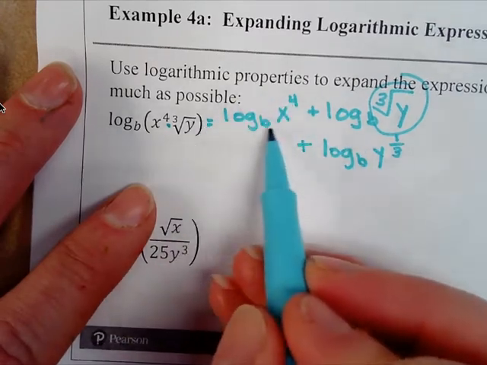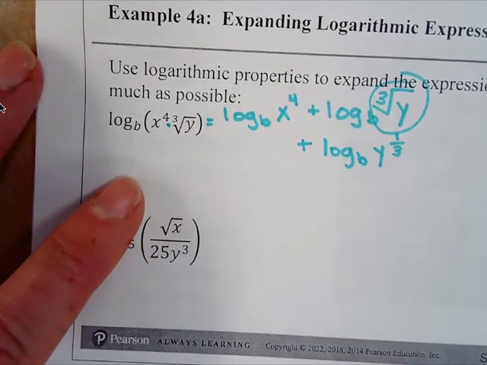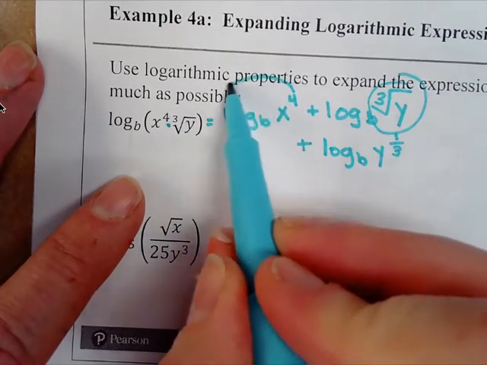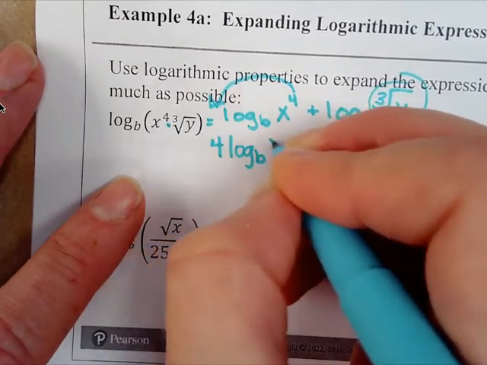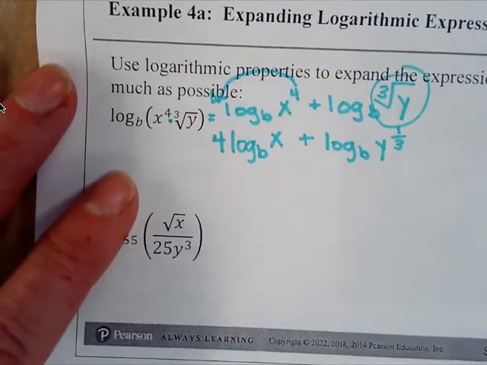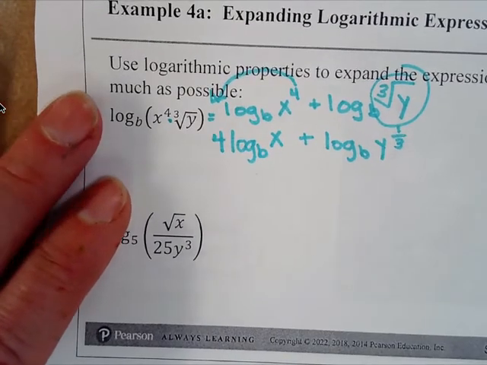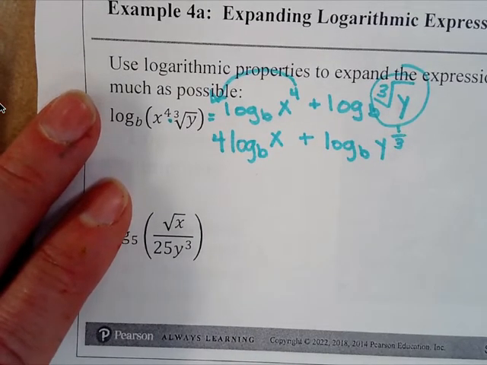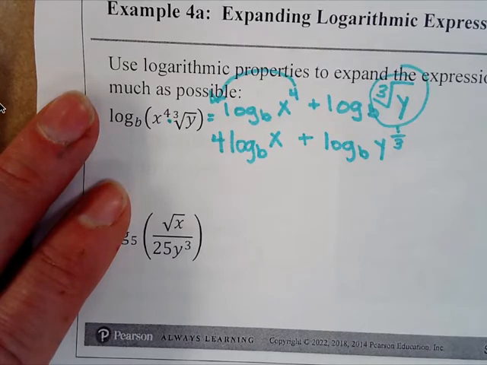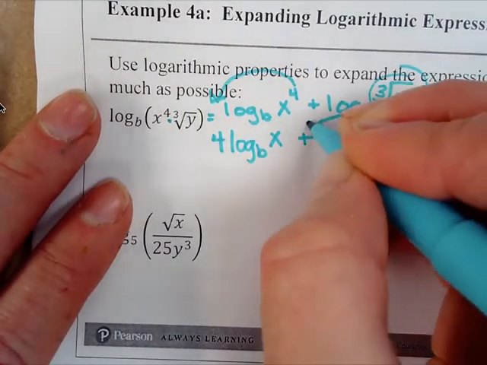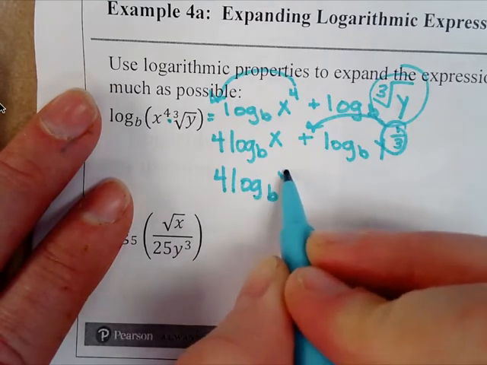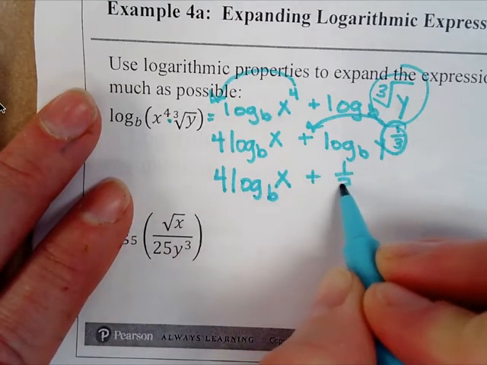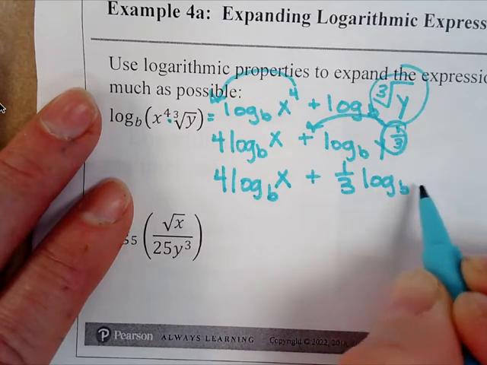What can I do to this one to expand it? Yeah, let's put the 4 in front. So 4 log base b of x. Okay, what else can I do to simplify it? Yep, move that 1/3 to the front. So 4 log base b of x plus 1/3 log base b of y.